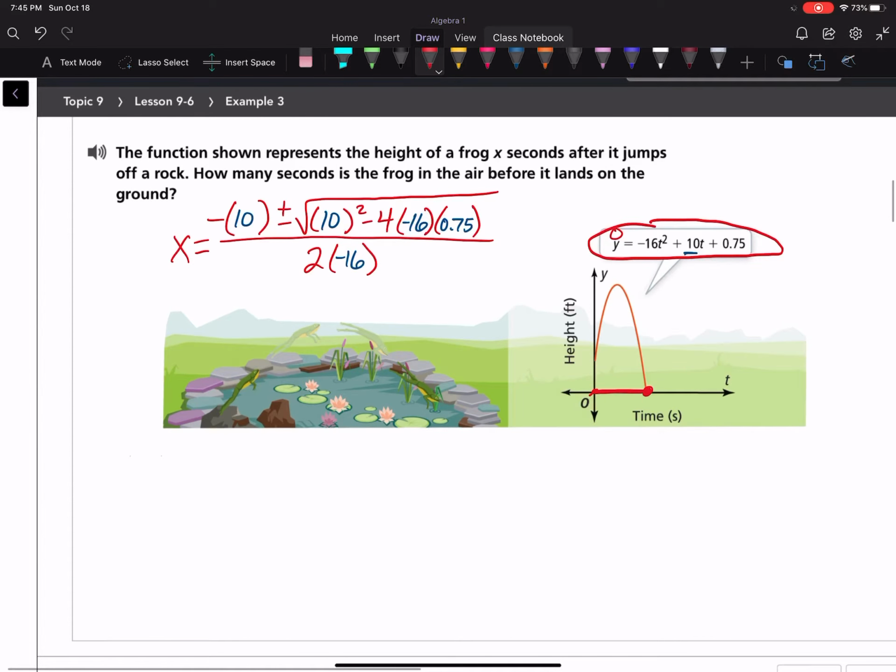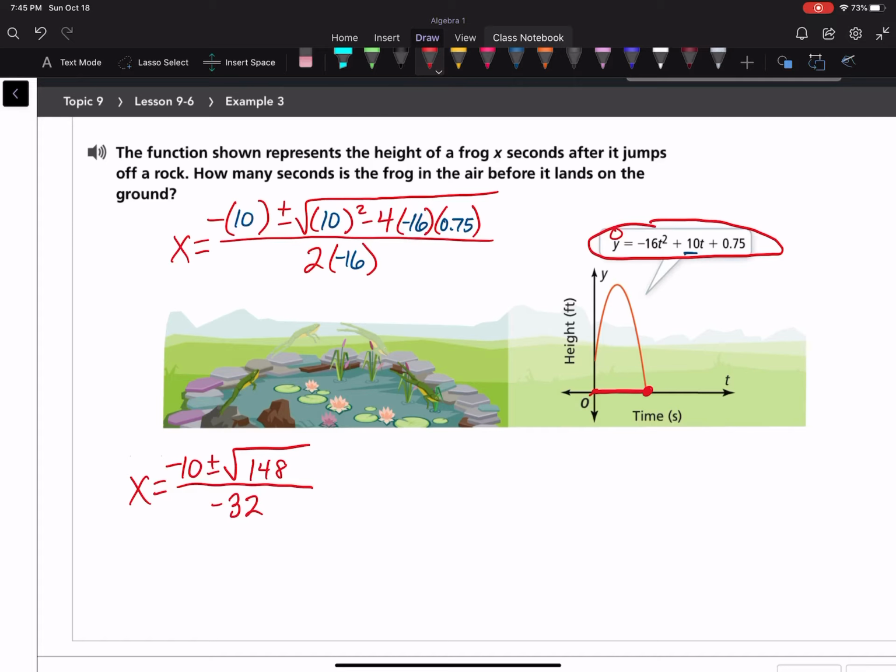So I'm going to come down here to the bottom. We're going to have x equals -10 plus or minus the square root of something over 2 times -16 is -32. So let's figure out what goes under that radical. Let's find that discriminant, remember, is the name of that. 10 squared minus 4 times -16 times 0.75. That is 148.